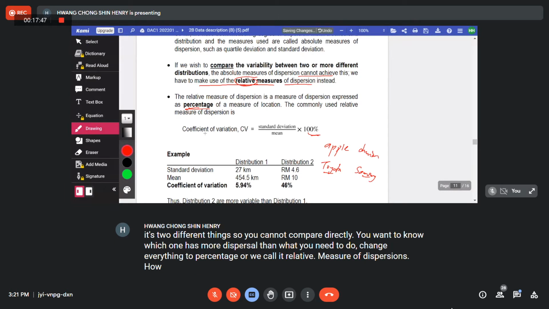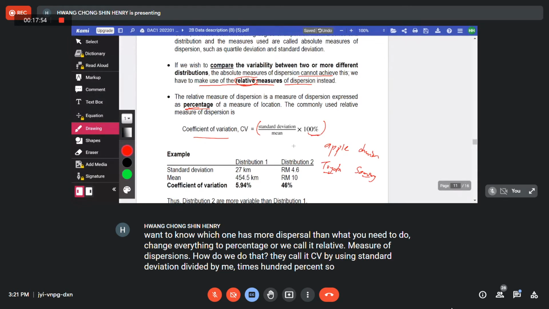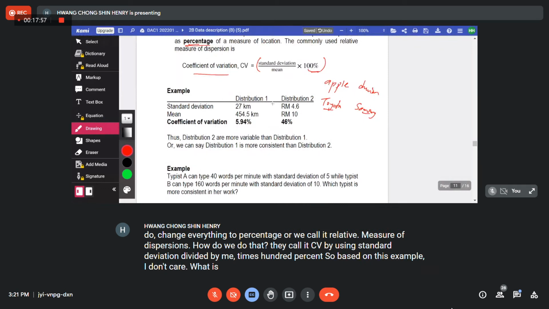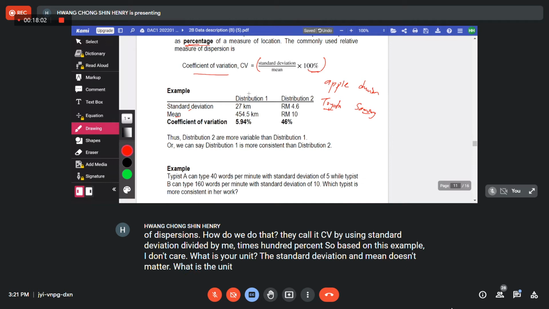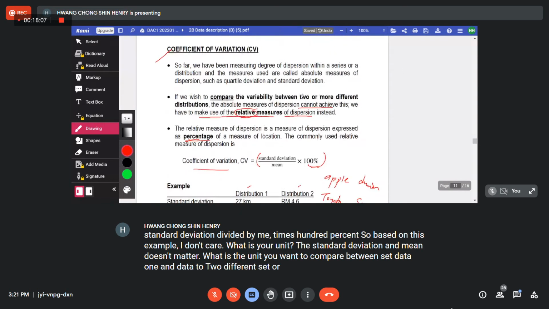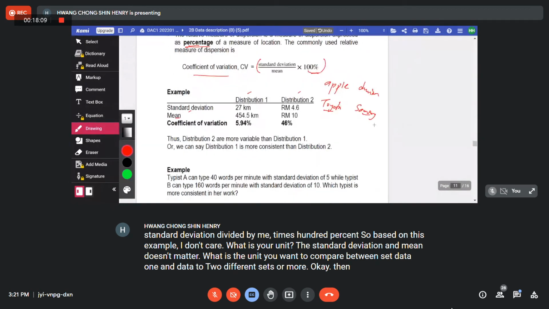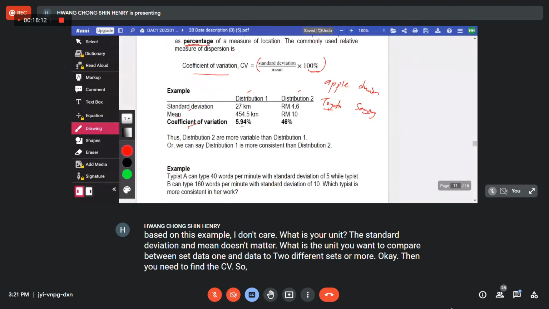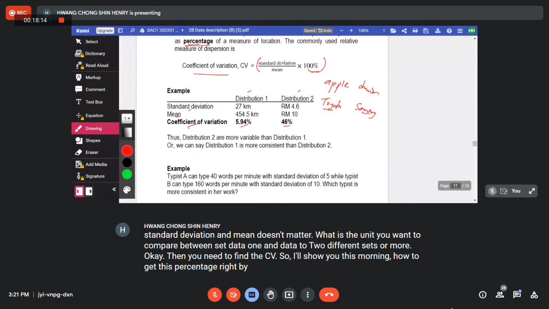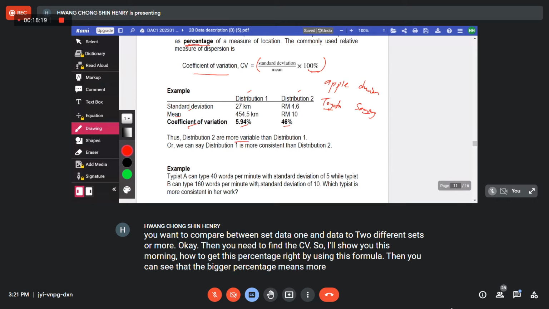How do we do that? We call it CV, by using standard deviation divided by mean times 100%. So based on this, I don't care what your unit is. The standard deviation and mean, it doesn't matter what the unit is. If you want to compare between data set 1 and data set 2, two different sets or more, then you need to find the CV. So I showed you this morning how to get this percentage by using this formula. Then you can see that the bigger percentage means more variable. Data 2 is more variable than data 1.